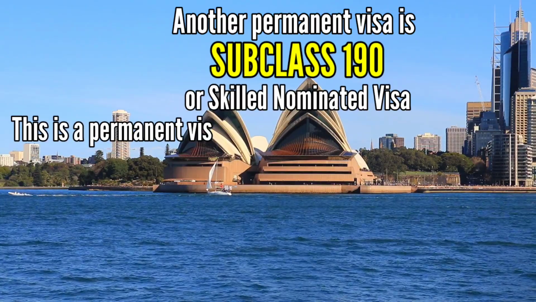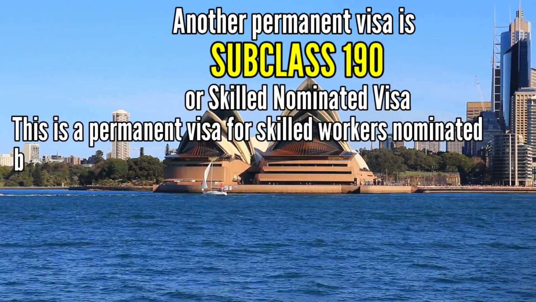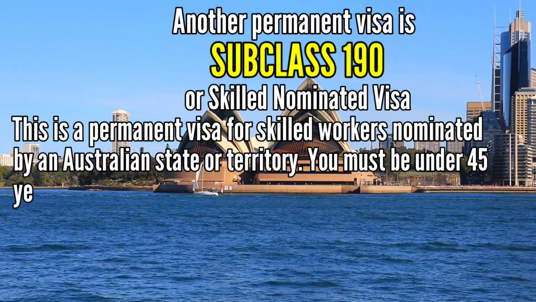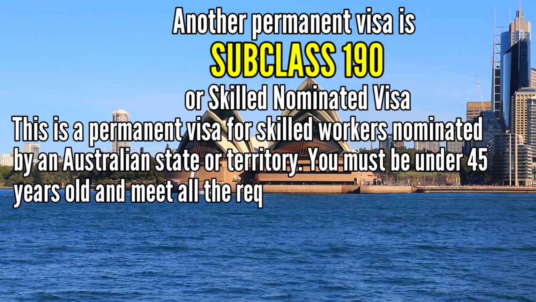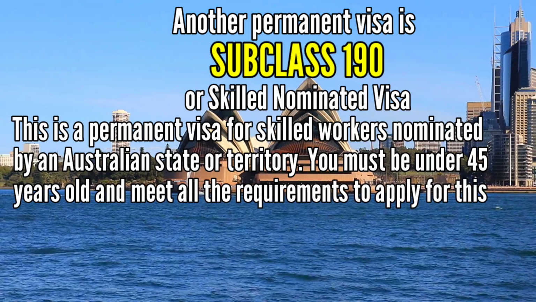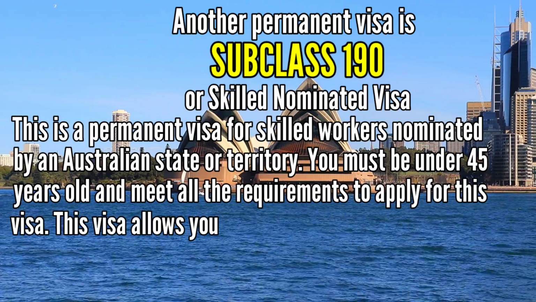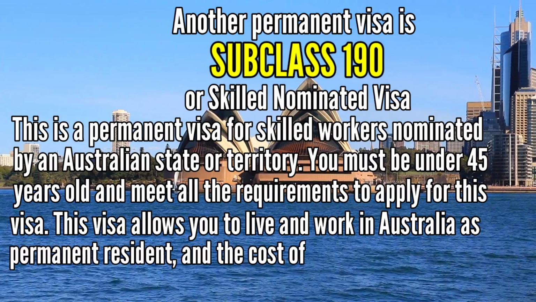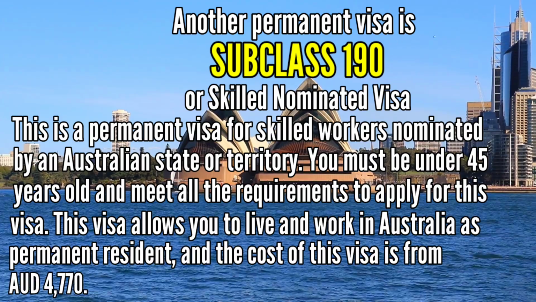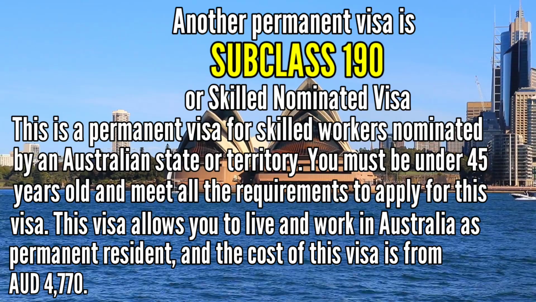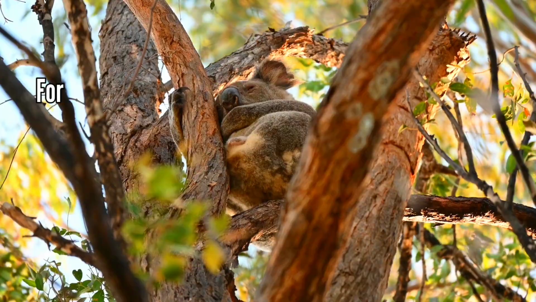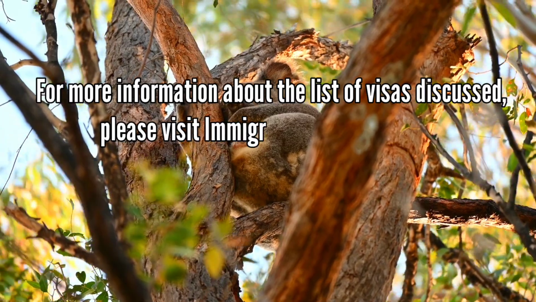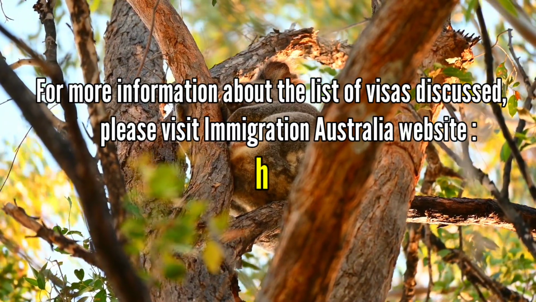Another permanent visa is subclass 190, or Skilled Nominated Visa. This is a permanent visa for skilled workers nominated by an Australian state or territory. You must be under 45 years old and meet all the requirements to apply for this visa. This visa allows you to live and work in Australia as a permanent resident, and the cost of this visa is from 4,770 Australian dollars. For more information about the list of visas discussed, please visit the Immigration Australia website.